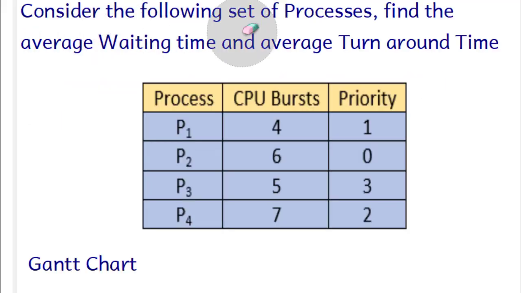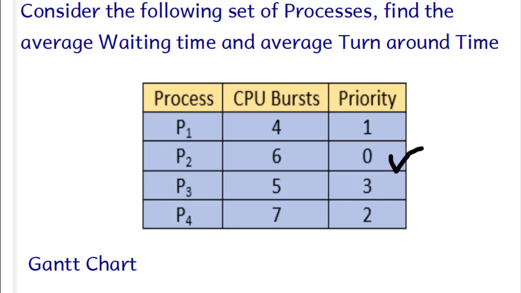So here we have an example. We have a set of processes P1, P2, P3, P4. We need to find the average waiting time and average turnaround time. Process P1 has CPU burst 4 and priority number 1. Process P2 has CPU burst 6 and priority number 0. P3 has CPU burst 5 and priority 3, and process P4 has CPU burst 7 and priority number 2. In this case we consider that the process having the smallest priority number, which has the highest priority, is executed first.